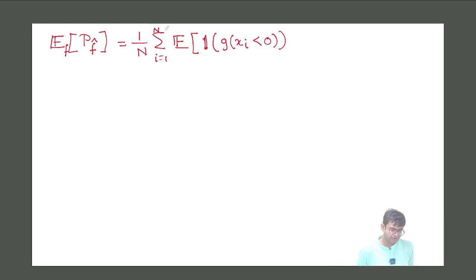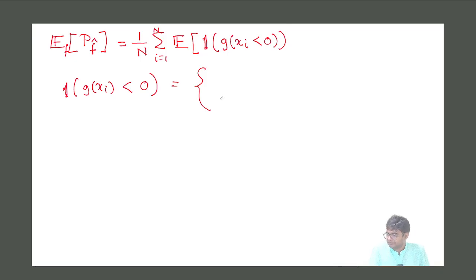So now there are two ways of deriving it. Let us go by the first way, which is the easiest way, assuming you understand distributions. Indicator function of g of xi less than 0. What distribution is it following? Yeah, Asif, what distribution?